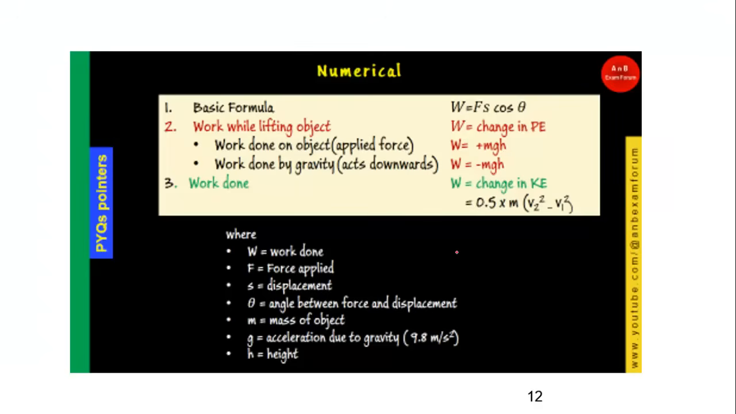So there are two other formulas besides F s cos theta. It is change in potential energy and change in kinetic energy. If he asks work done on the object, your answer should be positive mgh, and work done by the gravity, since gravity is acting downward, your answer should be minus mgh. And change in kinetic energy, as you know, kinetic energy is half mv square, so velocity is changed from initial state to final state, v2 square minus v1 square. These formulas are very helpful for this chapter.